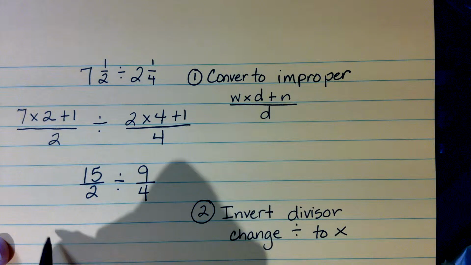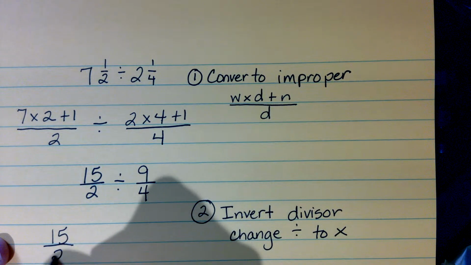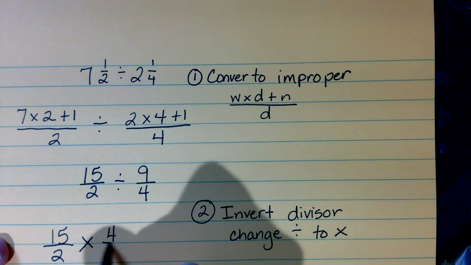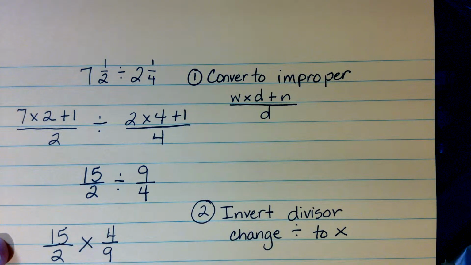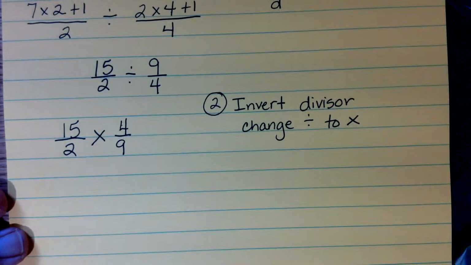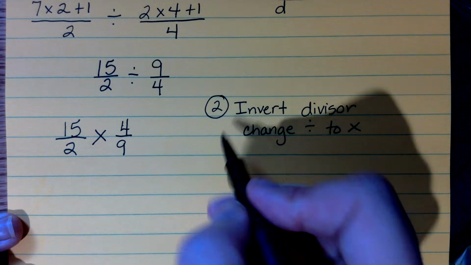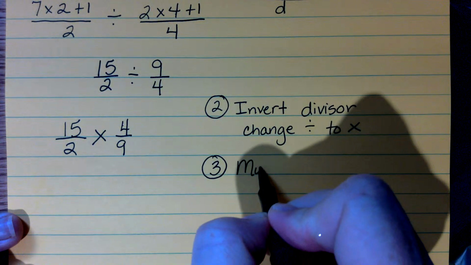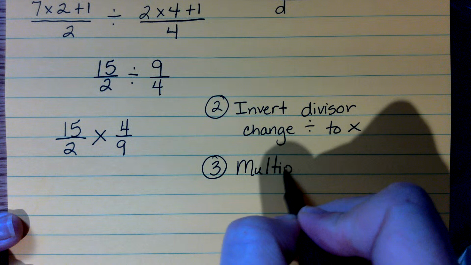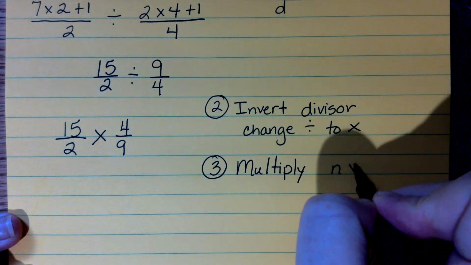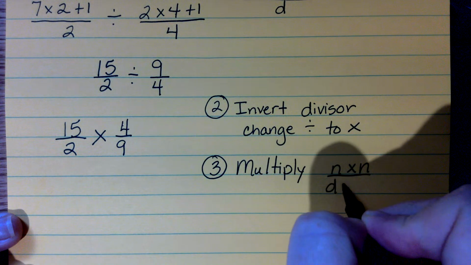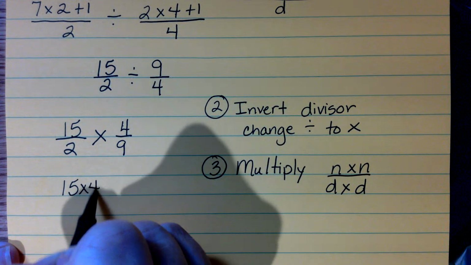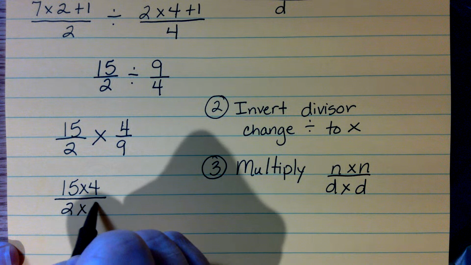So on this one, we're going to keep 15 halves. Our division sign becomes a multiplication sign, and 9/4 becomes 4/9. Step 3 is to multiply numerator by numerator and denominator times denominator. What that looks like is 15 times 4 over 2 times 9.